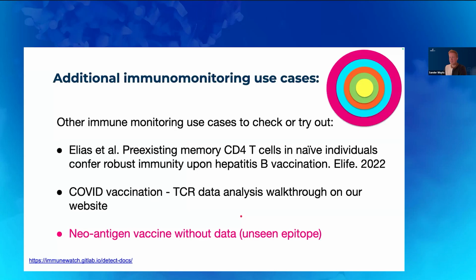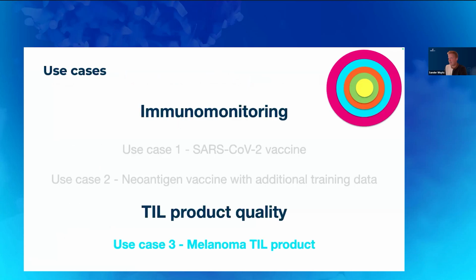I have plenty more use cases on immunomonitoring, so please go to our documentation pages if you want to follow along with these tutorials. I just want to highlight one of them, where we also have a neoantigen vaccine without data, which is more in the unseen epitope prediction space, a very, very hard field. But we've seen some interesting results there, so feel free to check it out. Although I want to stress that this is usually a much, much harder problem compared to the use cases we've seen here. So that brings me to the last use case that I want to present.